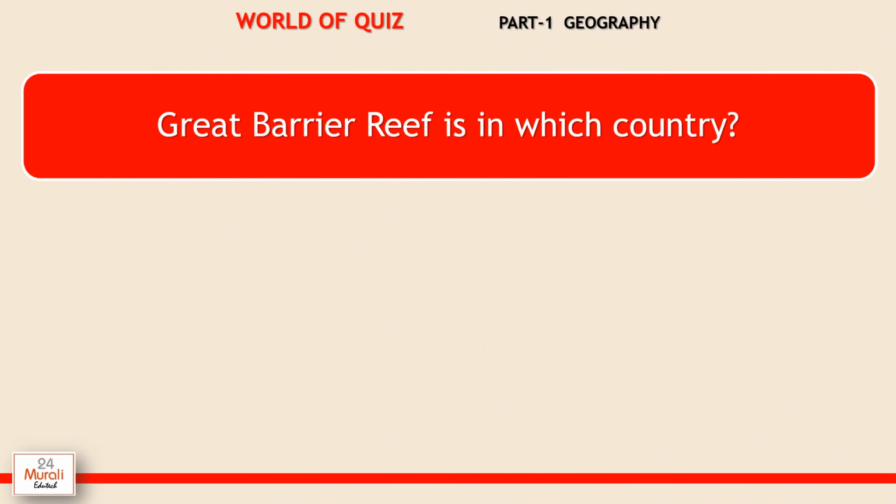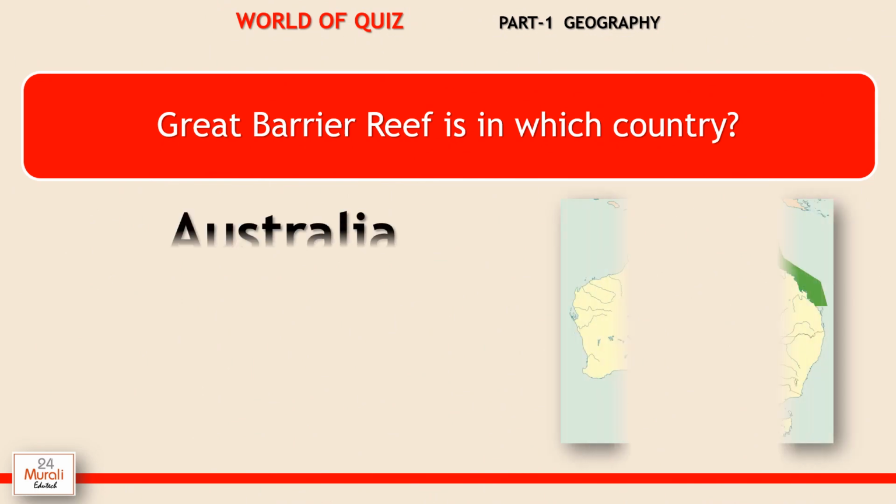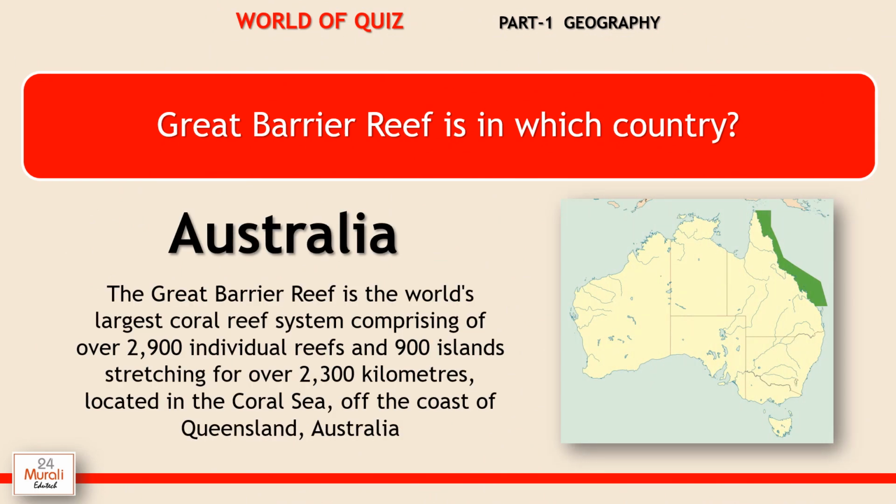Great Barrier Reef is in which country? Australia. The Great Barrier Reef is the world's largest coral reef system, comprising over 2,900 individual reefs and 900 islands stretching for over 2,300 kilometers, located in the Coral Sea, off the coast of Queensland, Australia.